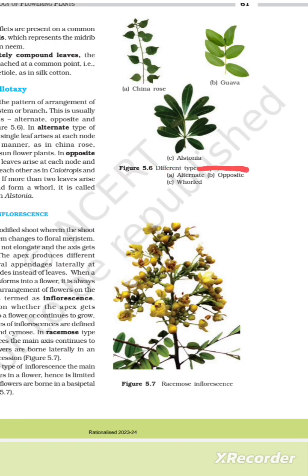Figure 5.6 Different types of phyllotaxy: A. Alternate, B. Opposite and C. Whorled. Figure 5.7 Racemose flowers. Inflorescence.